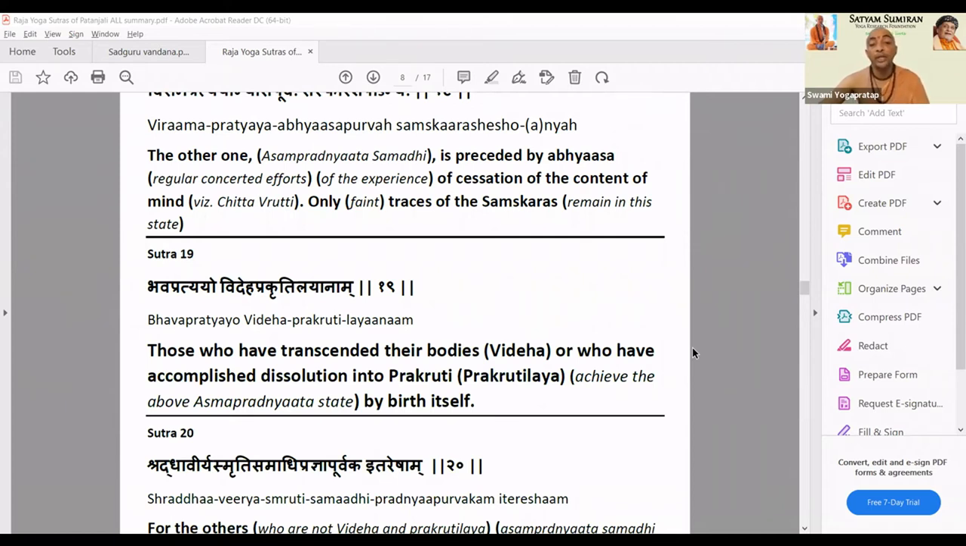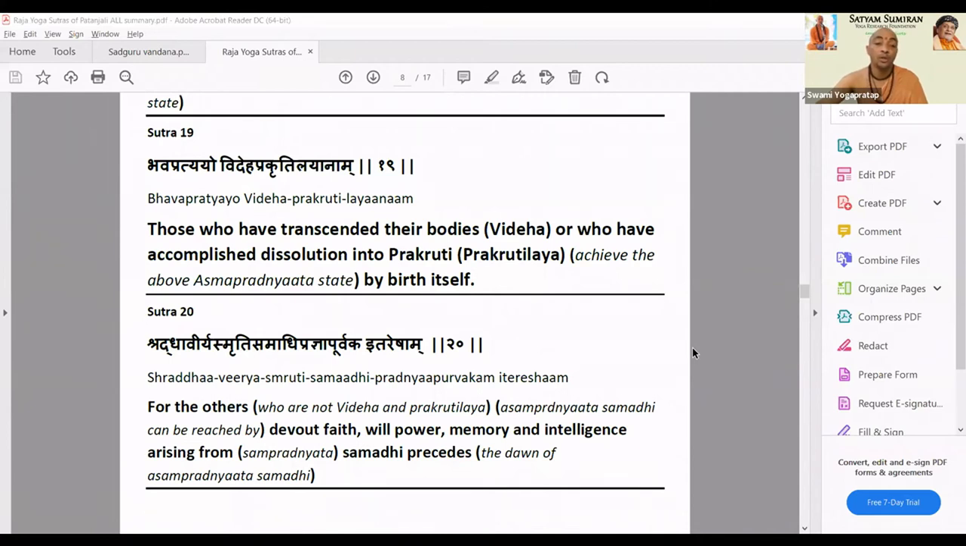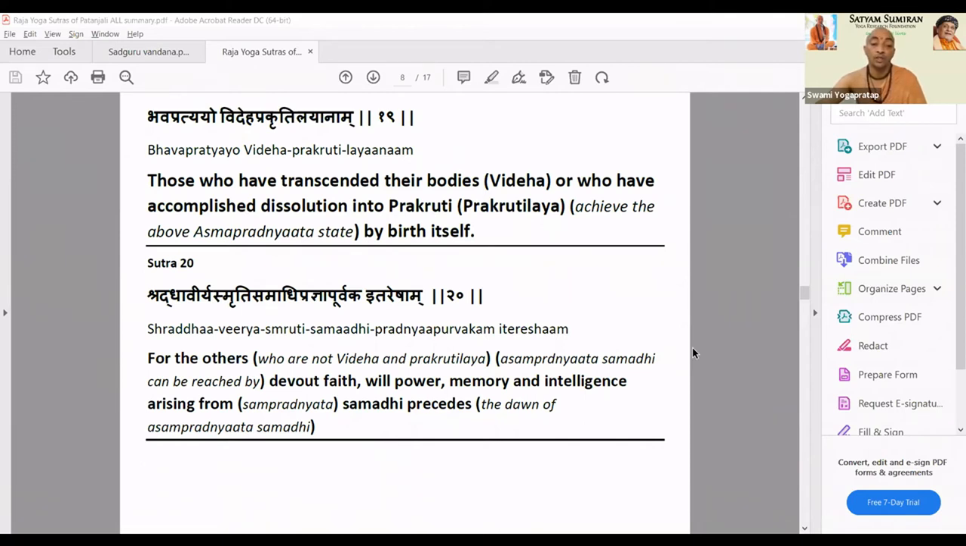But who can reach this goal? He says, those who have transcended their bodies, videha, or who have accomplished dissolution into prakriti, prakriti laya, by birth, these people can attain this state. Bhava pratyayo videha prakriti layanam. Or shraddha virya smriti samadhi prajna purvaka itaresham.